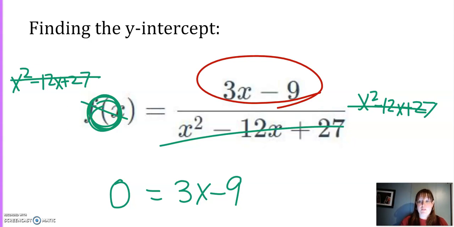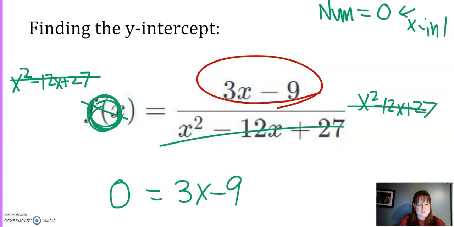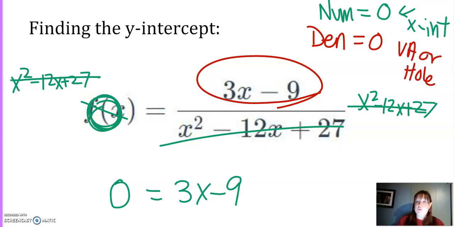We actually don't care about the denominator, because when the denominator equals 0, we have a horizontal or a vertical asymptote or a hole. So when the numerator equals 0, we have an x-intercept. When the denominator equals 0, we have a vertical asymptote or a hole. Okay? So those are two different things.